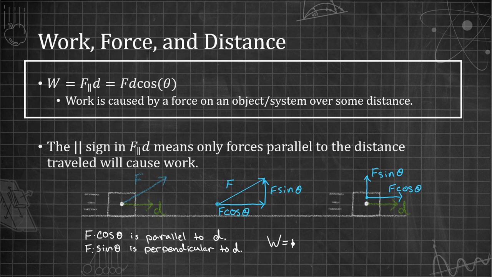So when we use force parallel times distance, what we're effectively doing is pulling out F cosine theta from the force term if it's at an angle, and multiplying that term times the distance that it travels. And that's going to be the work done on the system.